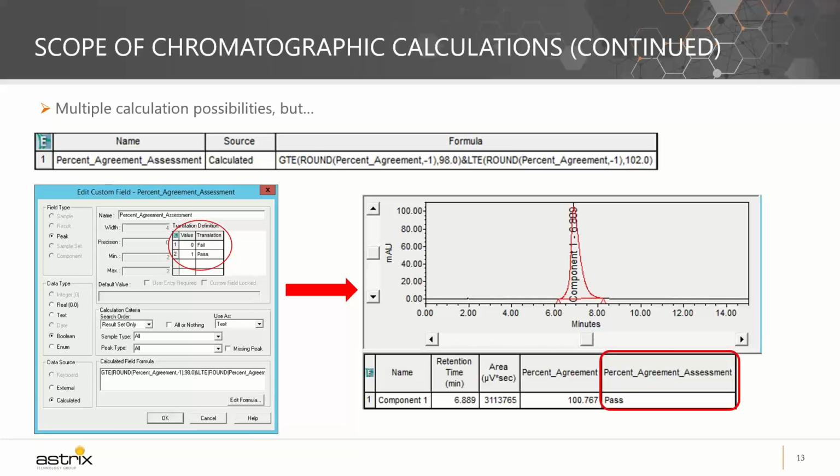Don't forget, whenever you start creating calculations or fields in Empower to satisfy requirements, somehow you will need to create evidence that those are doing what they are expected to do. And with that, I'll hand it over to Marcelo.